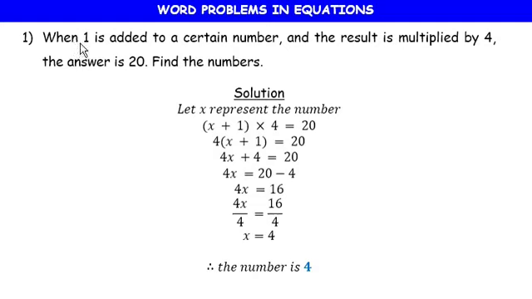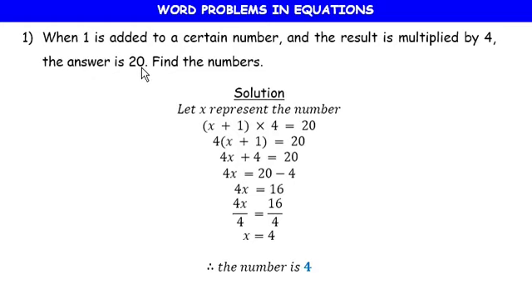So let's move on. When 1 is added to a certain number and the result is multiplied by 4, good. So the result here means x plus 1, right? Since we don't know the value of x, we are going to put everything in brackets and then multiply everything by 4, because it says the result. So the result is x plus 1, and the result is multiplied by 4. So we are going to have x plus 1 in brackets times 4.